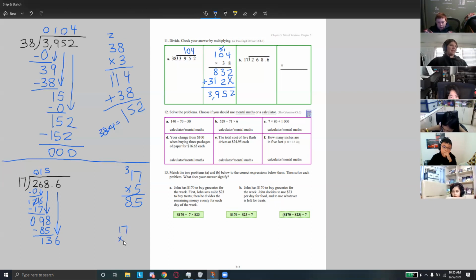17 times 6 is probably going to be 17 times 7, isn't it? Oh boy. 6 times 7 is going to be 42. 6 times 1 is 6 plus 4 is 10. Yep, looks like it could go in again. 17 times 8. Let's try 7. Okay, 49. 7 times 1 is 7 plus 4 is 11.